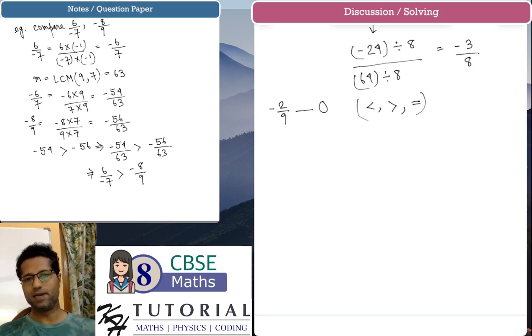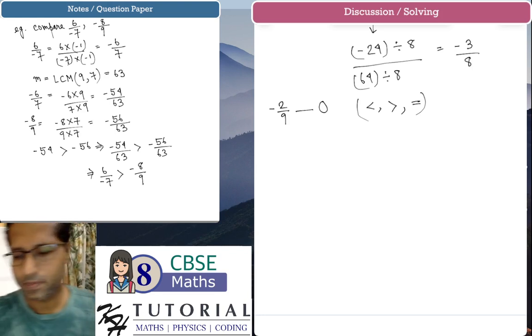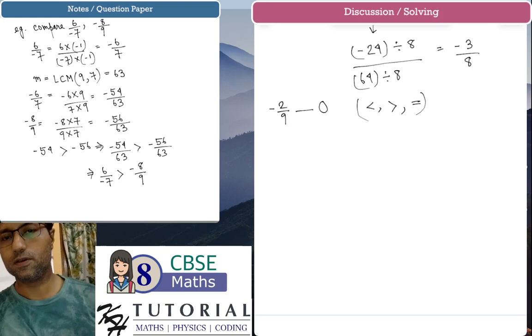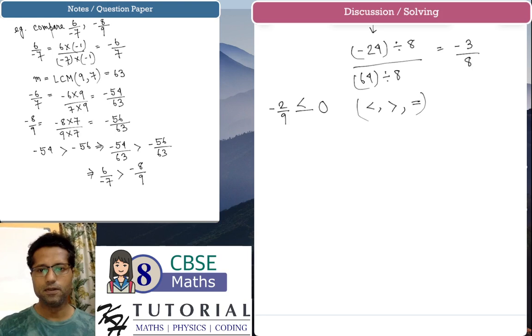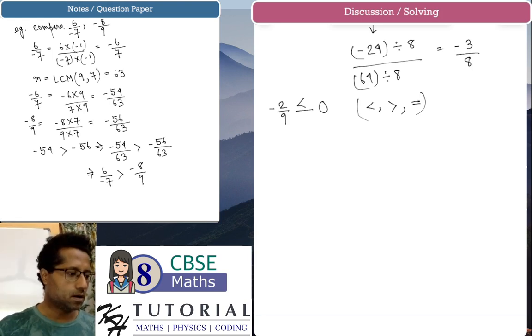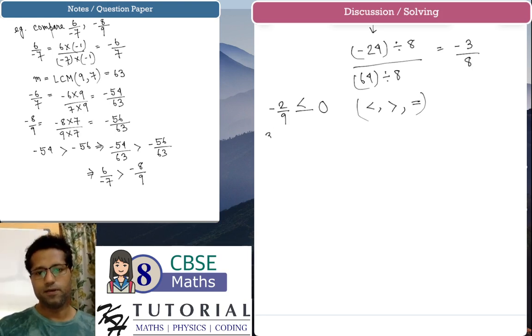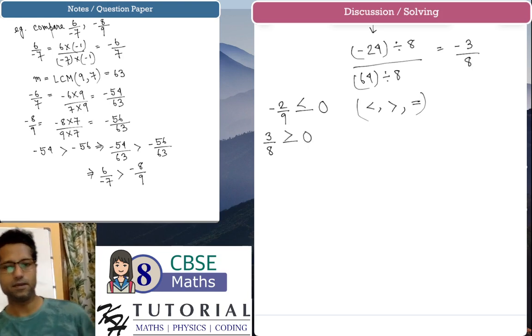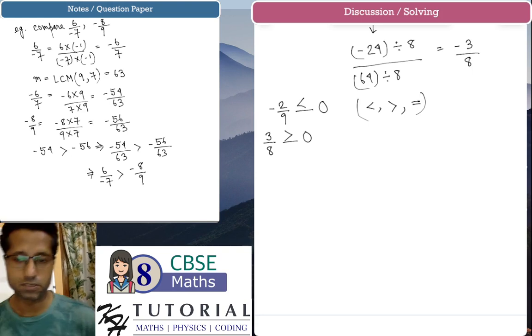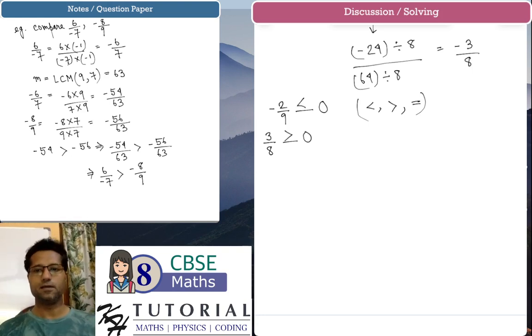Definitely -2 by 9 is a negative rational number, and all negative rational numbers are always less than 0. So this will be less than 0. Similarly, if you have something like 3 by 8 and you are asked to fill in the blanks with the operators less than, greater than, equal to 0, what will it be? It will be greater than, because 3 by 8 is a positive rational number and all positive rational numbers are always greater than 0. So these are two basic examples.